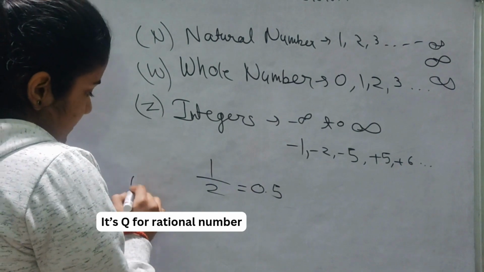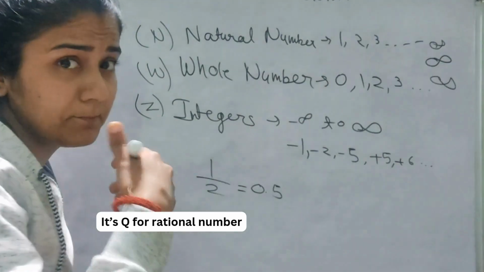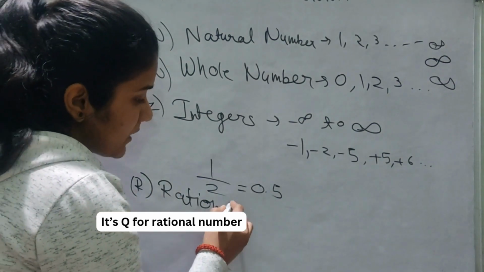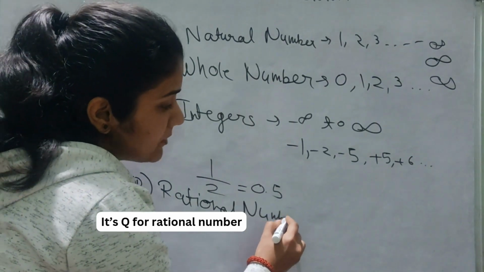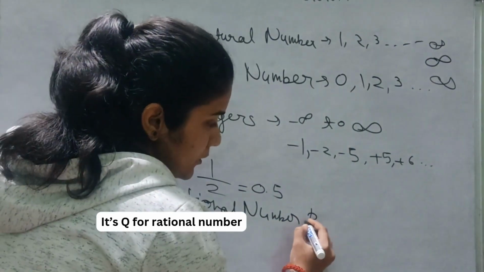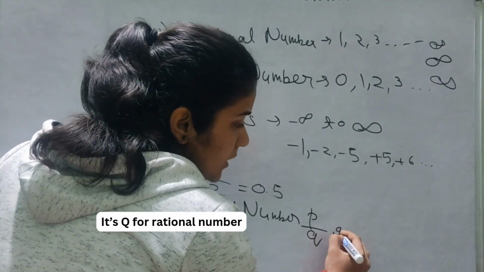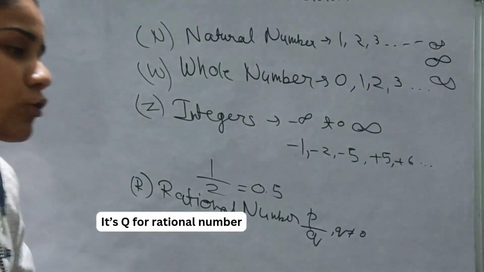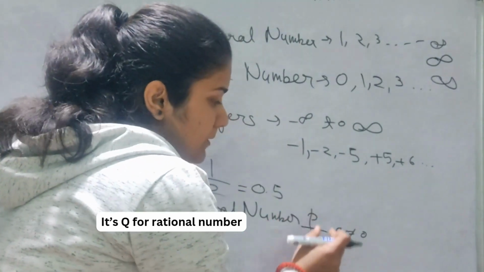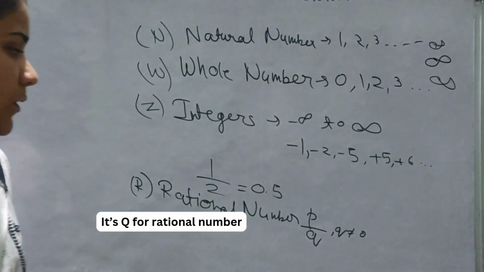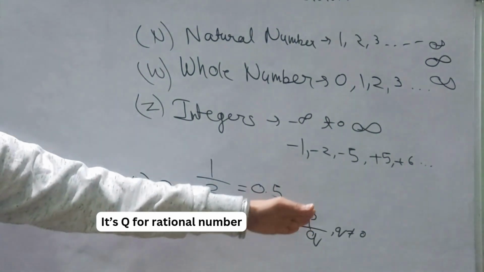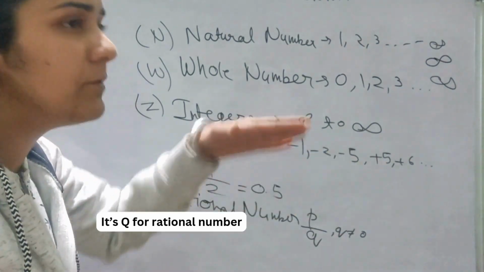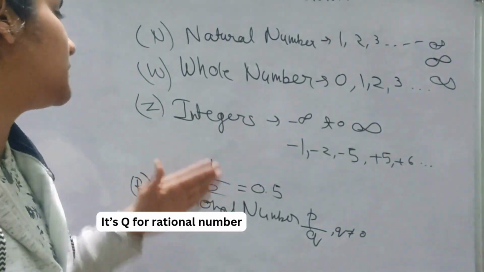Now what is a rational number? Here our chapter begins. Rational number is represented by R. A rational number is nothing but a number that can be represented in the form of P upon Q, where Q is not equal to 0 and P and Q are co-prime integers. What do co-prime integers mean? Neither P nor Q has a common multiple. Like if we write 2 upon 4, they have a common multiple, that is 2. But when we divide it, it becomes 1 by 2. That is a rational number.